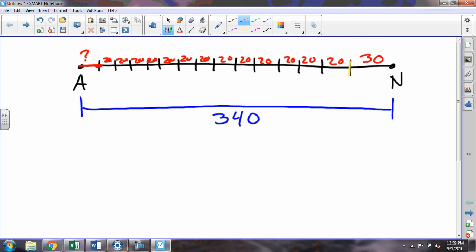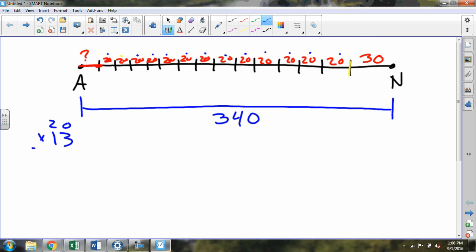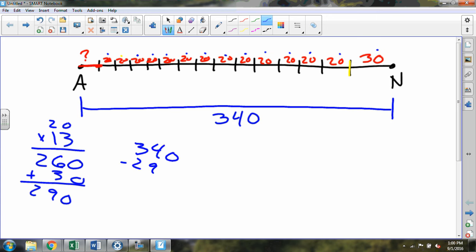We got to add them all up. So since it's just repeatedly adding 20, we're just going to multiply it. 1, 2, 3, 4, 5, 6, 7, 8, 9, 10, 11, 12, 13. So 13 times 20. Or 13 times 2, then adding a 0 on, we'd wind up with 260. So all of those are 260. And we got to put the other 30 on, which gets us up to 290. The last amount then, subtracting that off, we've got 50. We have our answer. We're done.